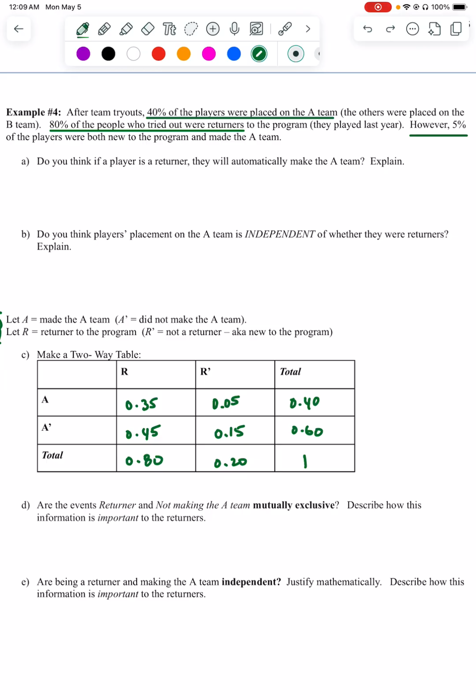So to go back, do you think if a player is a returner, and that was a question basically asked before really filling out the table, do you think if a player is a returner, they will automatically make the A team, which is here, right?